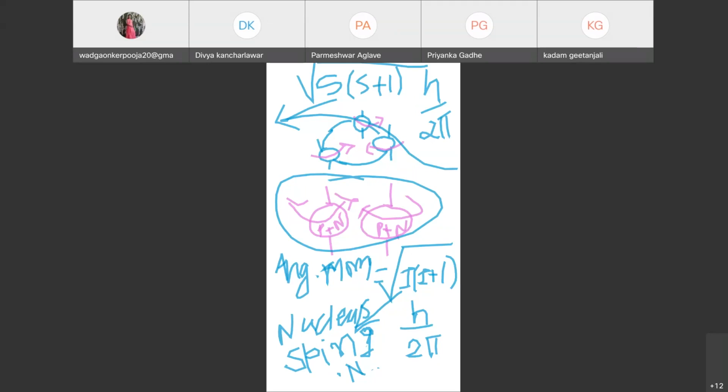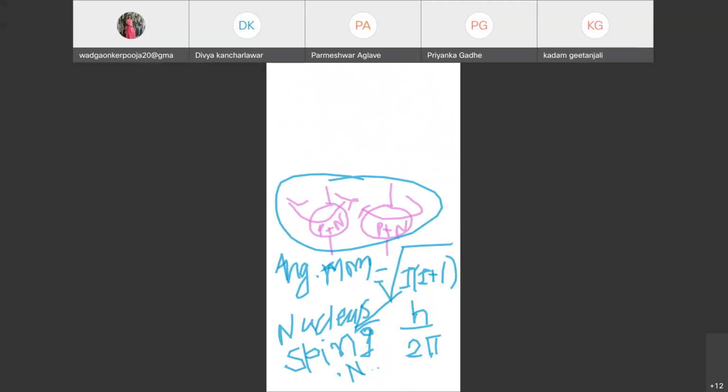But first you should be clear with the nucleus. Let me just drop some part. To explain another quantum number after the spin quantum number, the next one is the magnetic quantum number. The magnetic quantum number for your nucleus can be represented by the notation m.